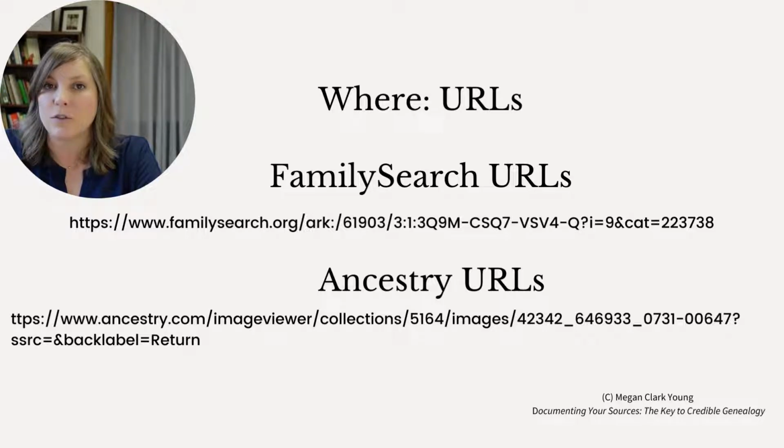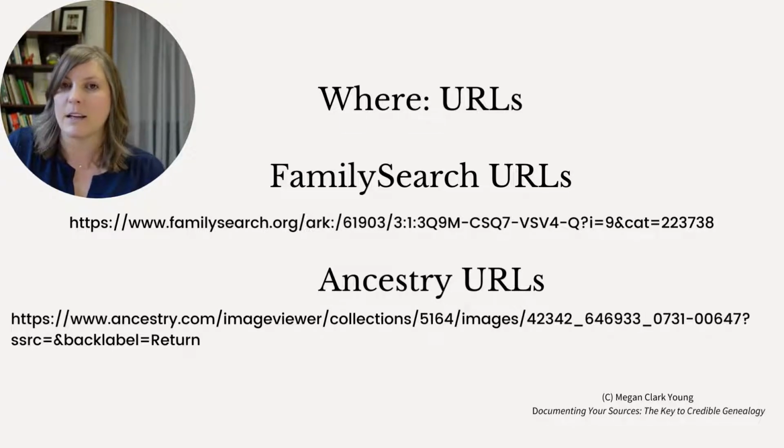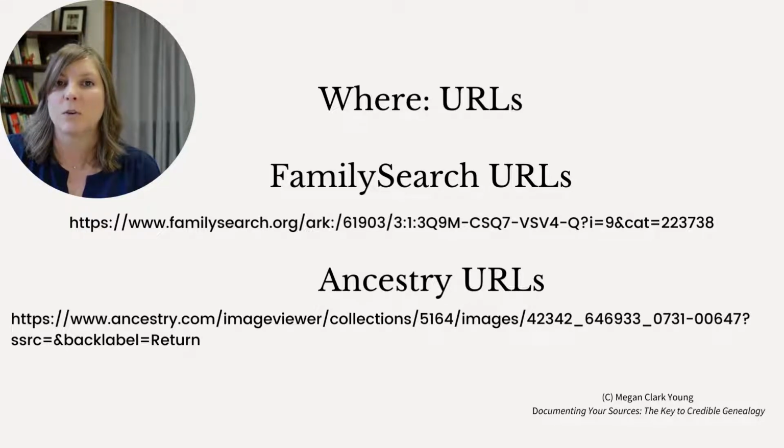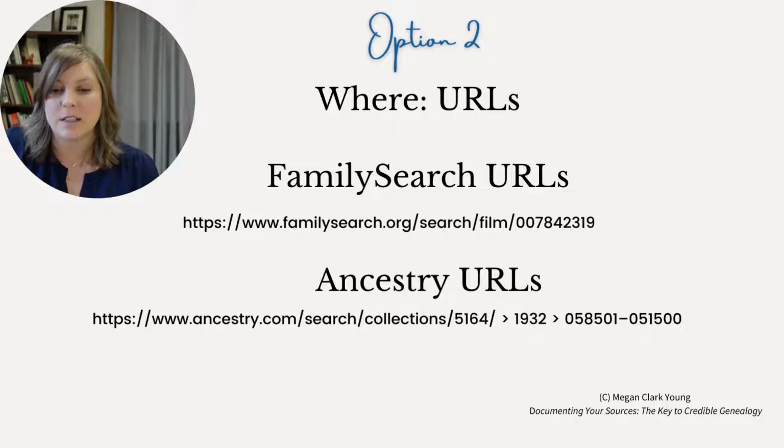The Ancestry URLs don't have that archival resource key, so there's not the same guarantee. That's another benefit of why I like the shortened URL, because it has the waypoints. Even if the URL changes, you're still going to have enough information to access that collection and quickly find the image that you're looking for. As you can see, the shortened URLs are much cleaner looking. They look much nicer.